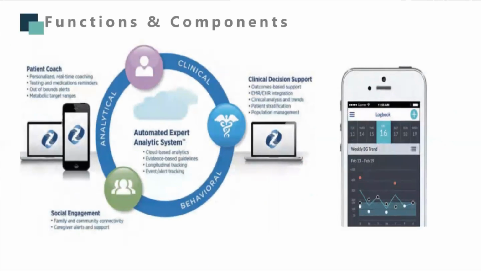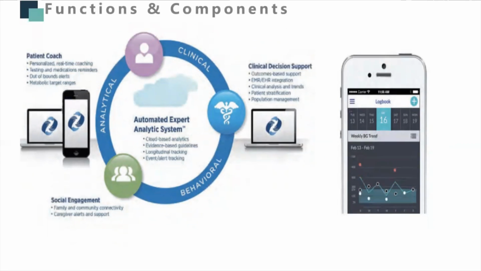Wildock's disease management system has 4 components: patient coach, social engagement, clinical decision support and a powerful technical platform called Automated Expert Analysis System. As shown here, it can be seen that the system is at the core. The execution experts in the team help members choose a plan with a high success rate. Clinical experts ensure that any decision is supported by scientific evidence. Data scientists build models to predict ROI and engagement.